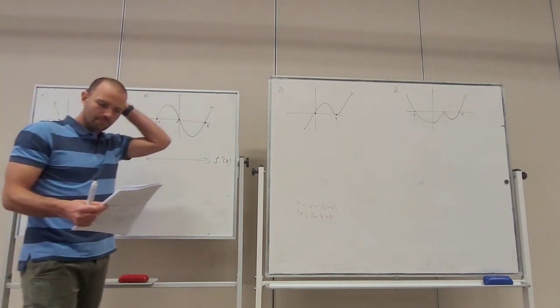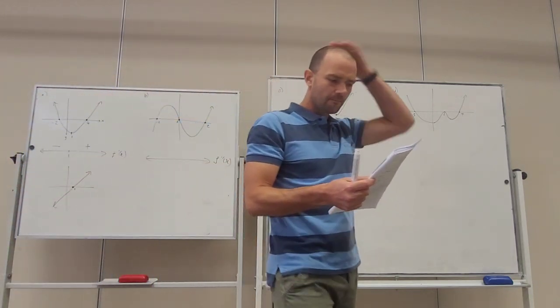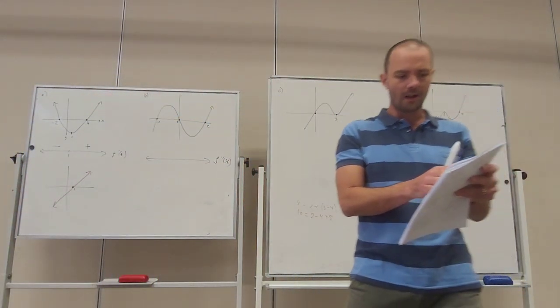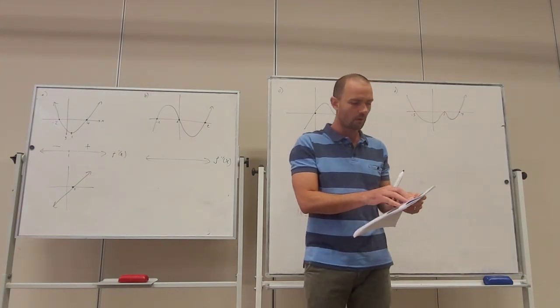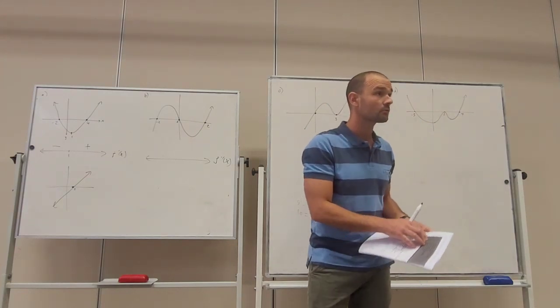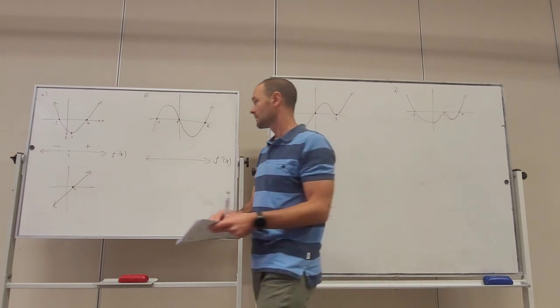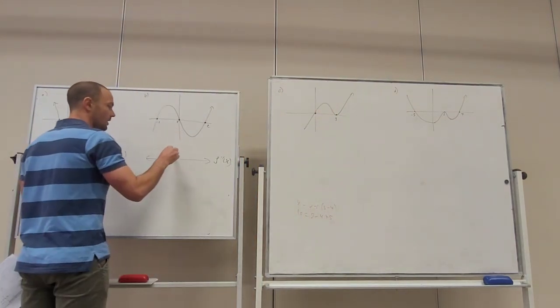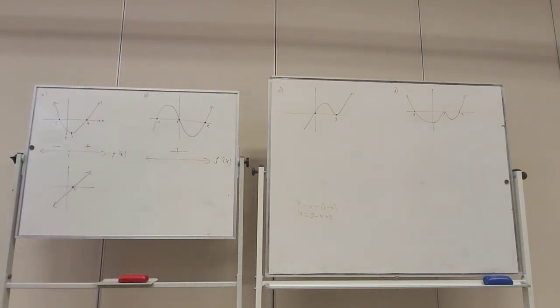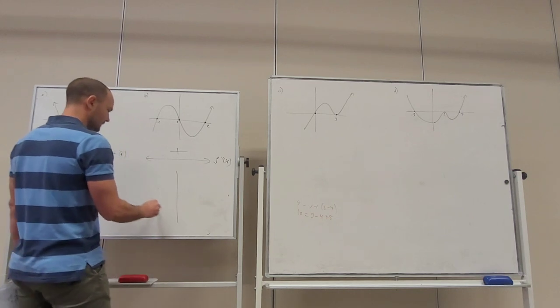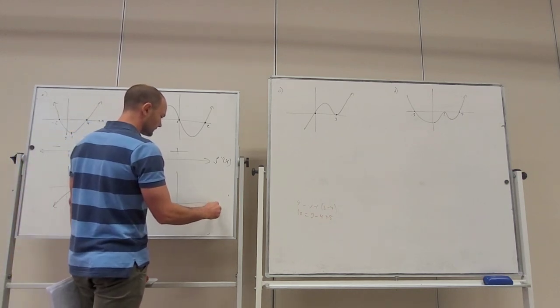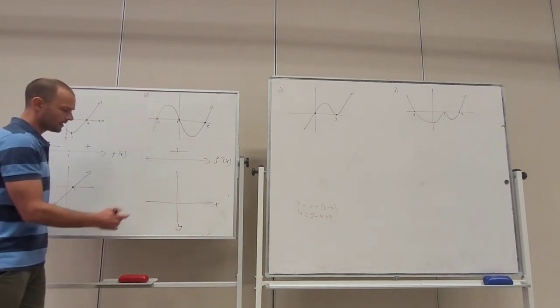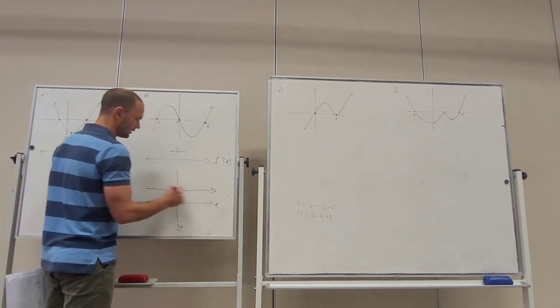So let's look at our table and see how we could use that. If it's concave up, I'm looking in the second to last row of the table. This means the second derivative is positive. So that means the sign diagram of my second derivative looks like this. Which means when I graph it, it's going to be a horizontal line like this.